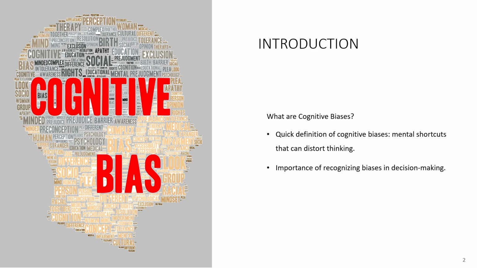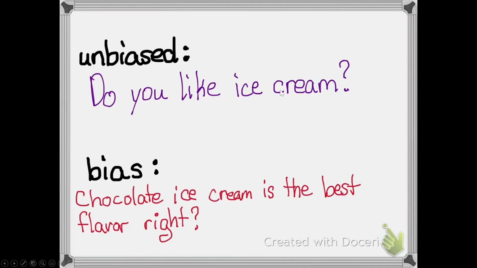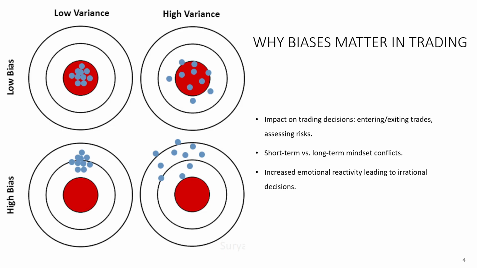And as I said at the beginning of the video, when you're playing in a high stakes environment, even the smallest distortion in judgment can lead to significant losses, right? And you have to be very careful with that. So here's an example with a biased question. An unbiased question: do you like ice cream? And a biased one: chocolate ice cream is the best flavor, right? You can see the difference.